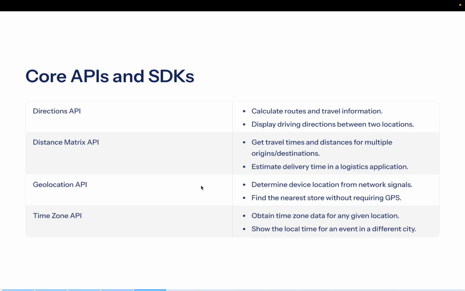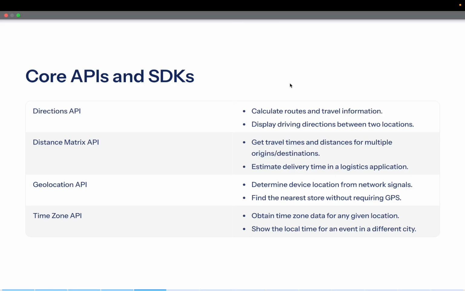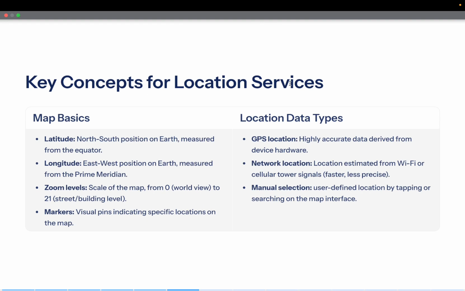Next one is Geolocation API, which helps to get the direct location from our physical device. The other one is Time Zone API, which helps to get the time zone for particular cities. Now let's move to the next topic, the key concepts for location services.